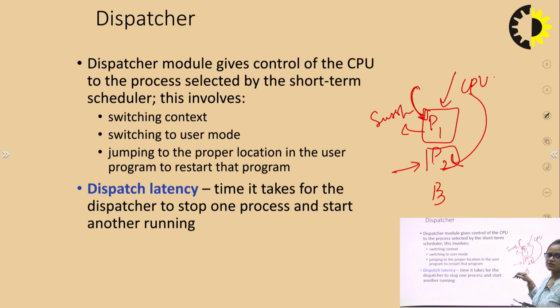So this is the way by which the scheduling takes place, and the dispatch latency is the time it takes for the dispatcher to stop one process, meaning when it is doing context switching. So the CPU switches from one process to another process, and from the second to third and third to fourth. This is the time it takes to switch from one process to start another program. This is what we call dispatch latency.